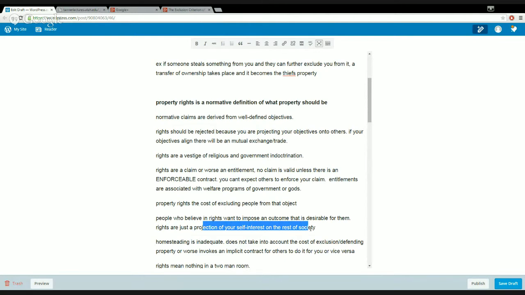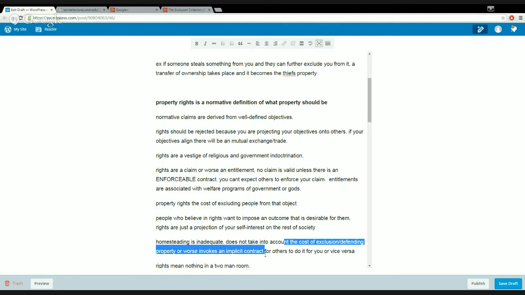When you homestead an object, you wouldn't have homesteaded if you didn't want it. But it would be nice if you didn't have to defend it yourself. So you're delegating this cost. You're imposing this cost on the rest of society when you invoke rights, and you can't do that in a free market, or if you believe in a free market. Homesteading is inadequate. Again, it does not take into account the cost of excluding or defending property, or worse, invokes an implicit contract for others to do it for you, or vice versa. You wouldn't want someone else to say, hey, you've got to defend my property from this thief here. You're not going to do it unless there's some interest for you.